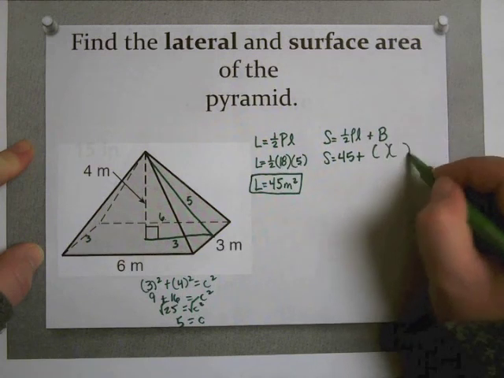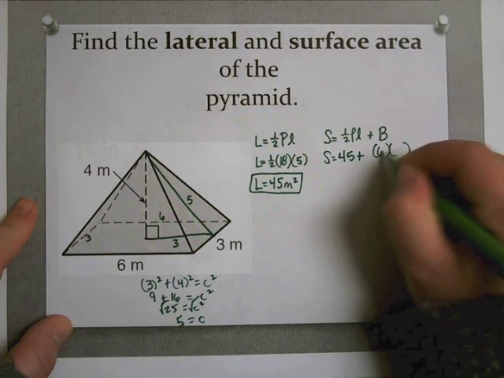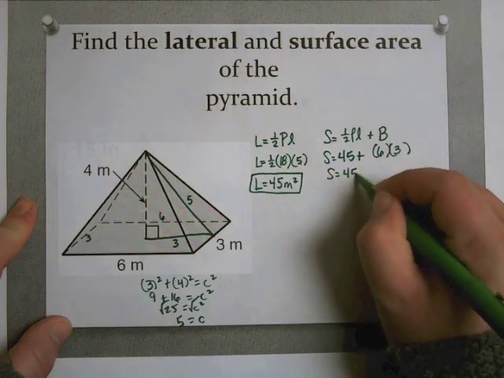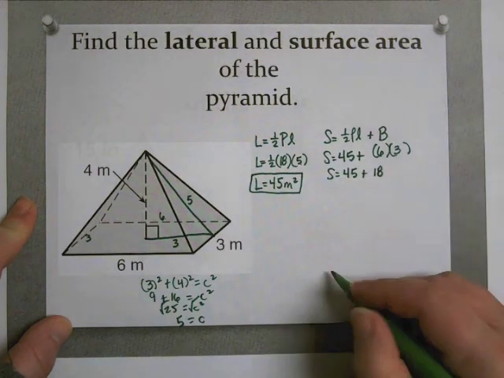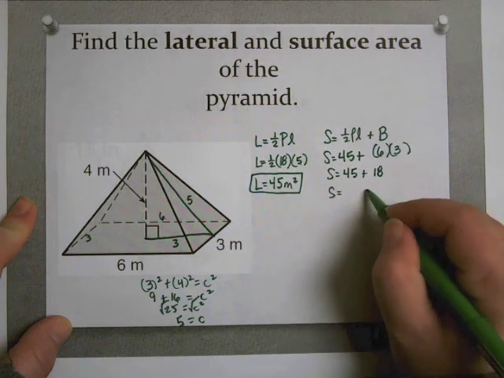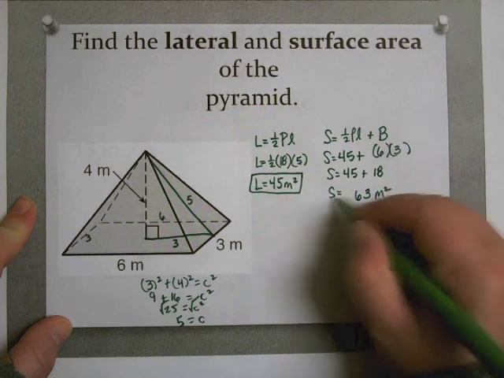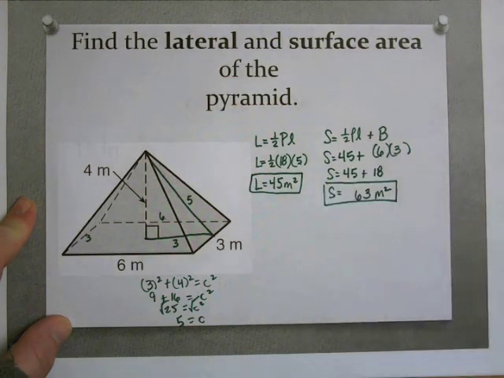Now we got to find the area of the base. Well, the base is a rectangle. We know that would be 6 times 3. So our surface area is 45 plus, multiply those together, 18. And then just go ahead and add them up. So 63 meters squared is our surface area.